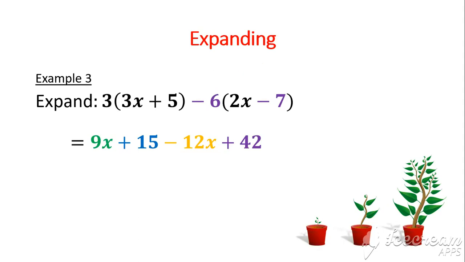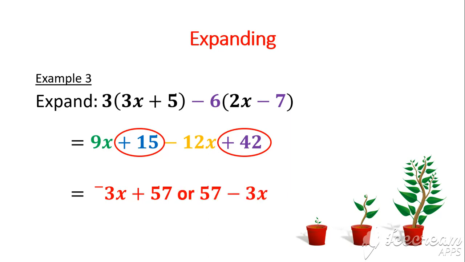Now we're going to simplify it, look for like terms. So we have 9x subtract 12x. So 9 subtract 12 leaves us with negative 3x. And our plus 15 plus another 42 makes positive 57. So our final answer is negative 3x plus 57. Some people prefer to tidy that up and put the 57 first and write it as 57 subtract 3x. That's fine as well.